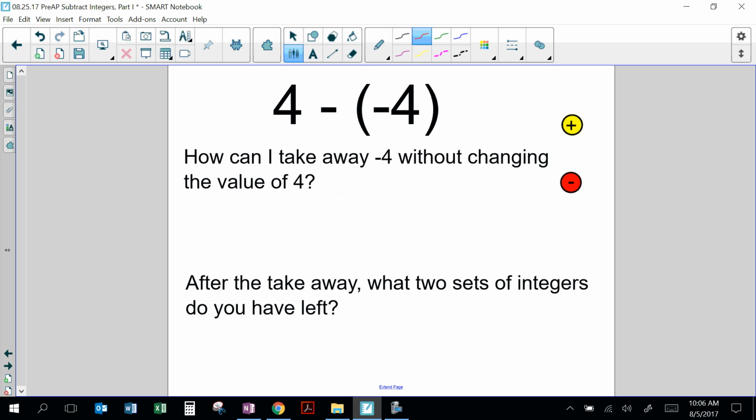So we have our next expression, 4 minus negative 4. How can I take away negative 4 without changing the value of 4? So we have 4. This is what you're starting with. I need to take away negative 4. I have nothing to take away. I don't see any negative 4. So I need some zero pairs. How many zero pairs do you need? I need 4 zero pairs.